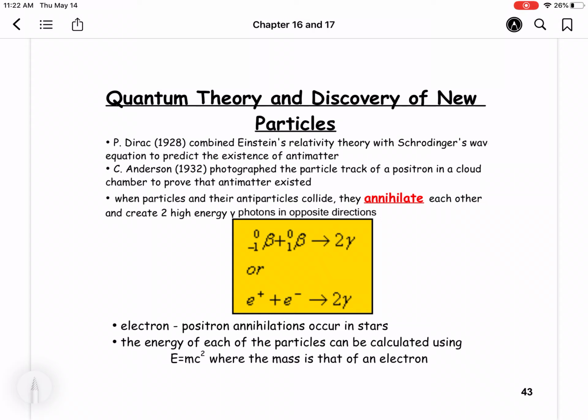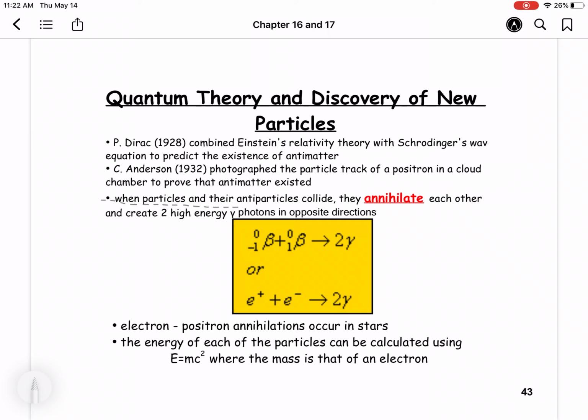So we get to quantum theory and the discovery of the new particles. So we're talking really small. Dirac combined Einstein's relativity theory with Schrodinger's wave equation and predicted the existence of antimatter. Okay, antimatter, the opposite of matter. When antimatter and matter come together, they smash, and it's really bad. Anderson photographed the particle track of a positron in a cloud chamber to prove that antimatter existed.